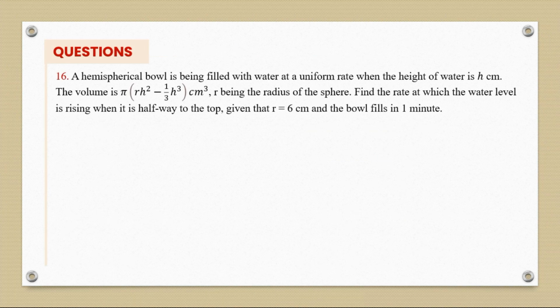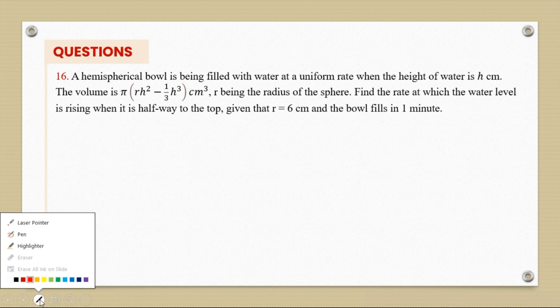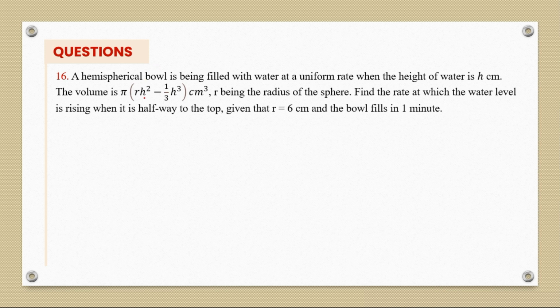Alright, so question 16, we're being told that a hemispherical bowl is being filled with water at a uniform rate. So when the height of water is h centimeters, we're being told that the volume is π(rh² − ⅓h³) centimeters cubed, r being the radius of the sphere. Mark that.